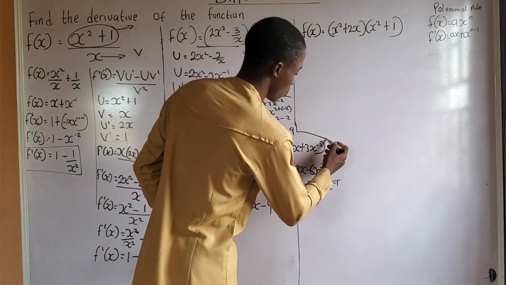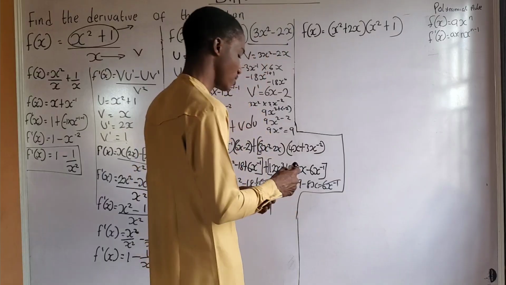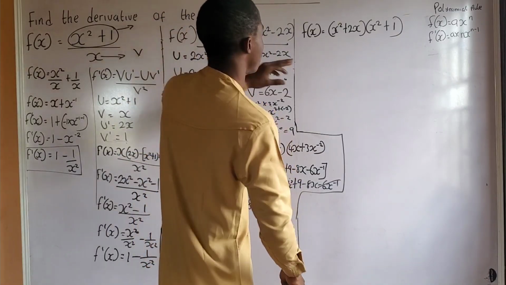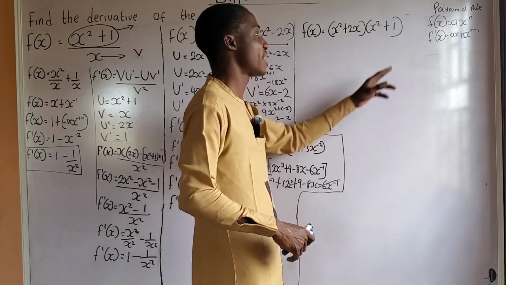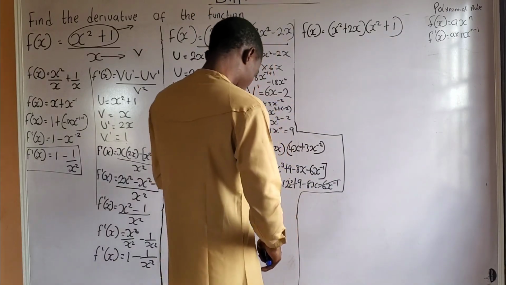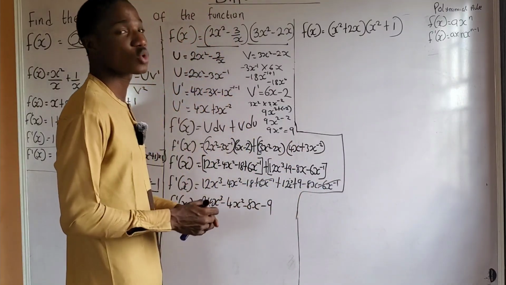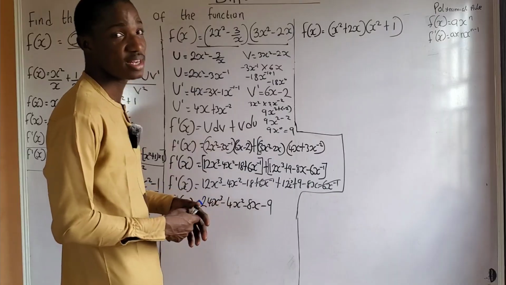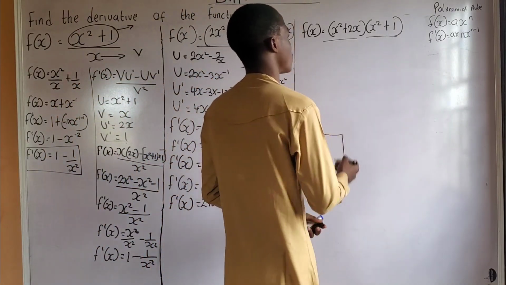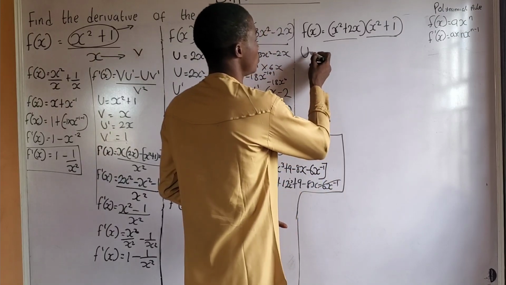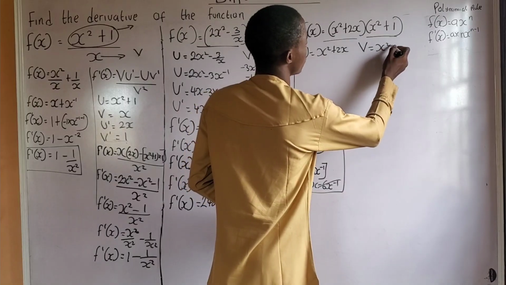Now, let us look at the third worked example that we have on the board. We are asked to find the derivative of the function f of x equals x squared plus 2x multiplied by x squared plus 1. Okay, how do we take the derivative of the function? Well, you can see that this function also has two parts, just like the one that we did earlier. The first part is this, while the second part is this. So let's set the first part u equals x squared plus 2x, and the second part v, which is x squared plus 1, okay?